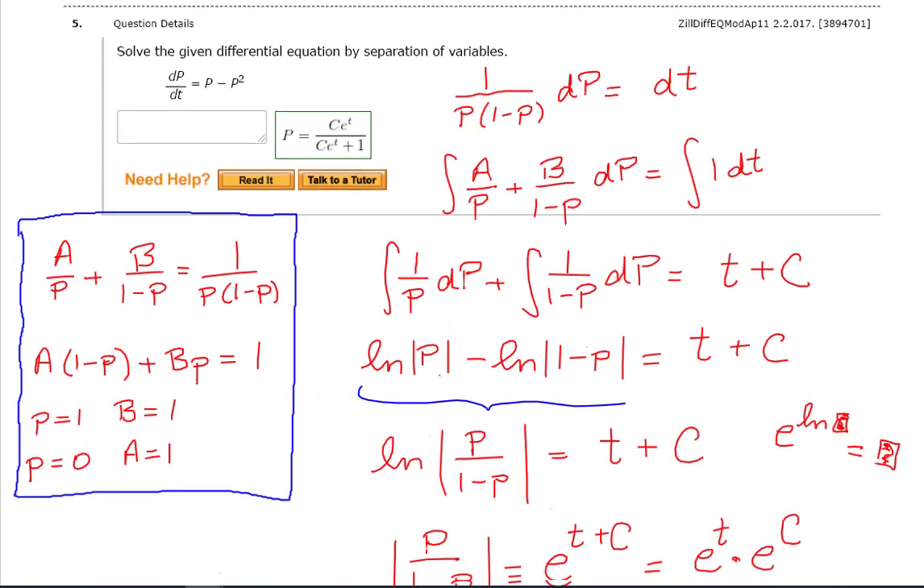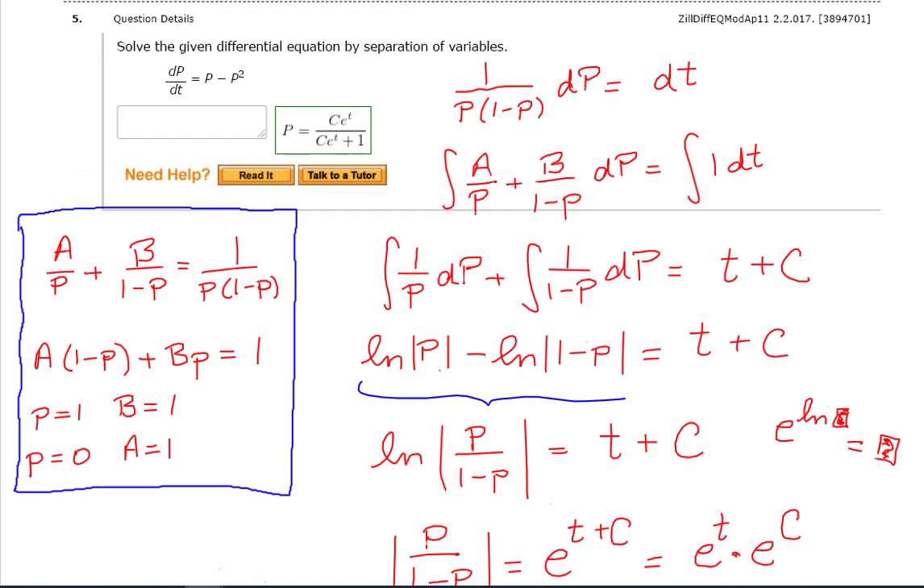All right, question 5. Question 5 is a little more complicated. So we separate this item. So the dt goes to the right. I divide by p minus p squared, and I'm going to factor out a p. All right, so I get 1 over p times 1 minus p dp is dt. And so now I'm going to integrate both sides.